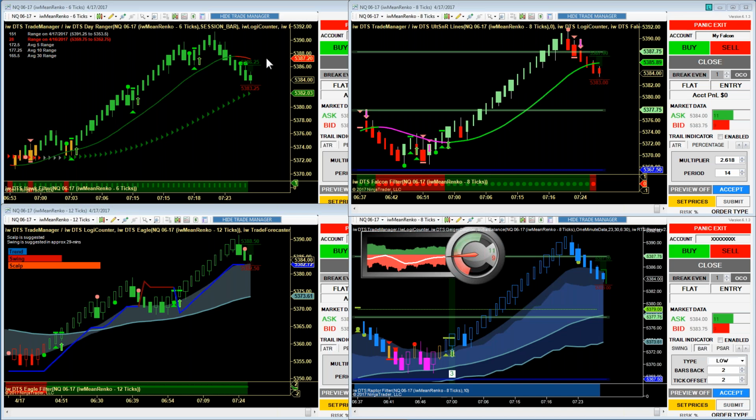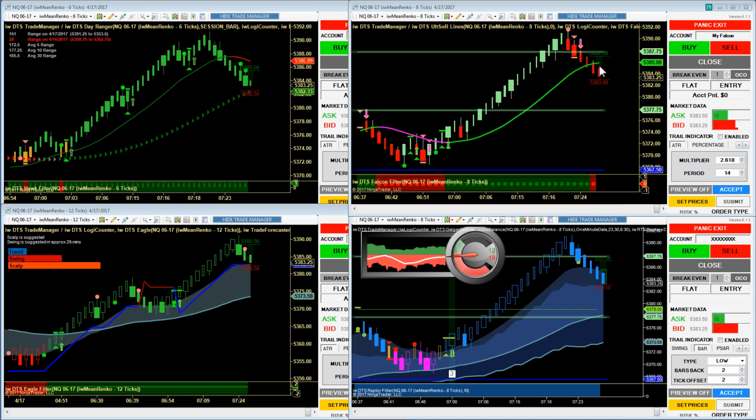Okay, so we're getting a macro pullback signal here. We've drifted below the trend line here in the Falcon. Starting to look a little bit like maybe a retest and a failure.